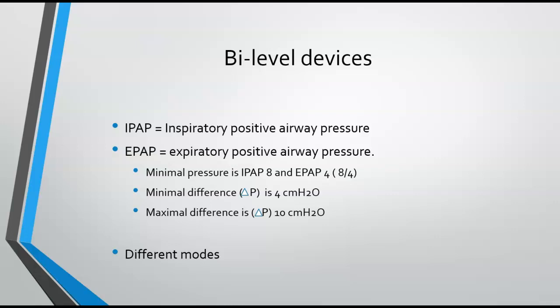The minimal difference between the IPAP and EPAP is 4 centimeters, which is otherwise called the delta P, or the pressure difference. And the maximum pressure difference between the IPAP and EPAP is 10 centimeters. There are different types of modes. We know there is a spontaneous mode, ST mode, T mode, etc. But we will be discussing only the basic titration guidelines within this topic.